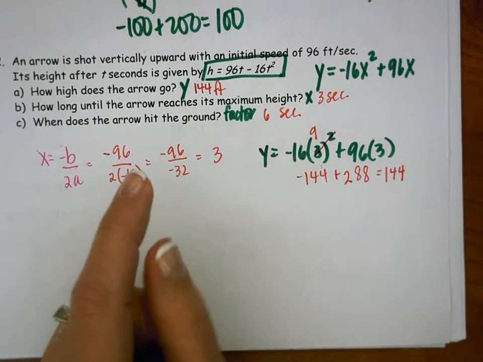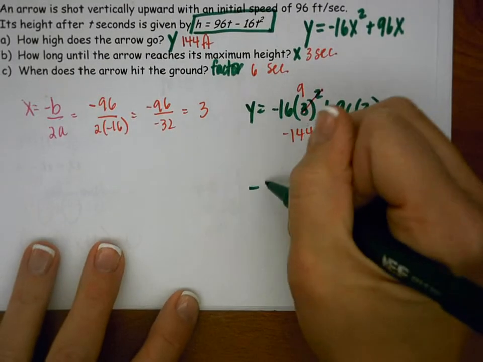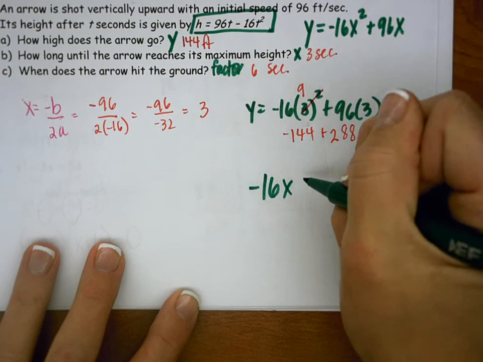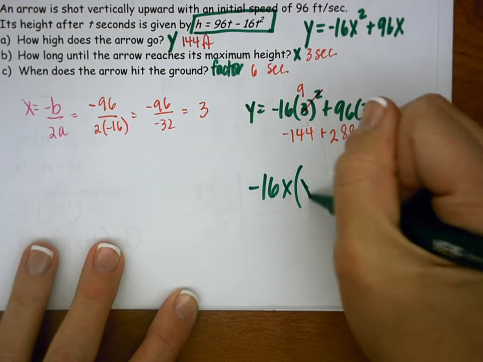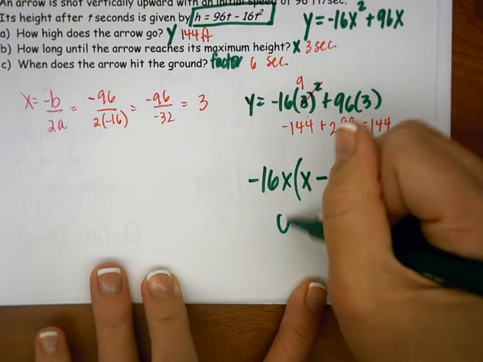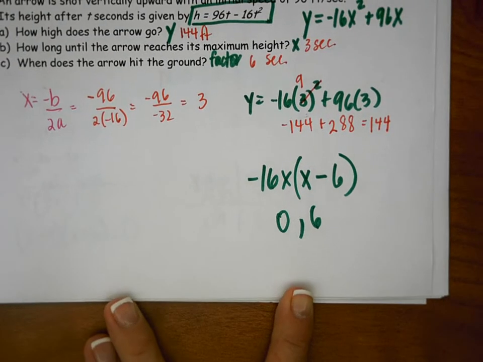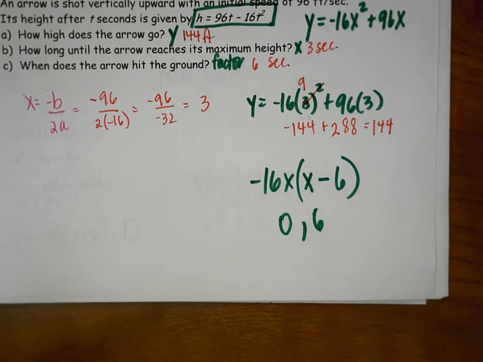You get 0 and positive 6, right? So if you factored it, you would have taken out negative 16x, right? And then you get x minus 6. When you set those equal to 0, you get 0 and positive 6. Okay? All right, any questions there on example 2?